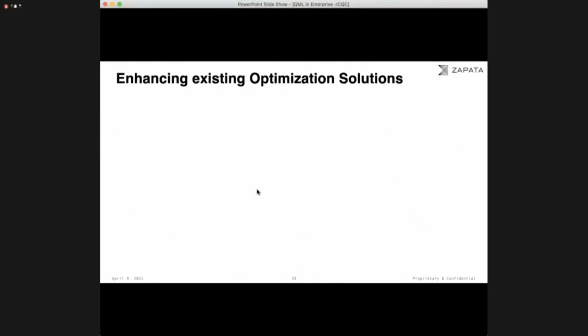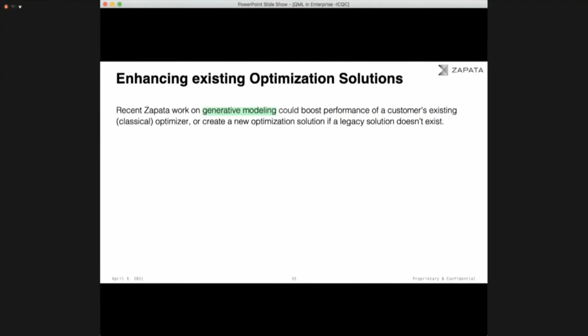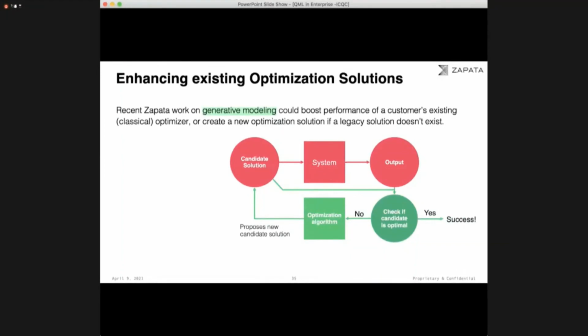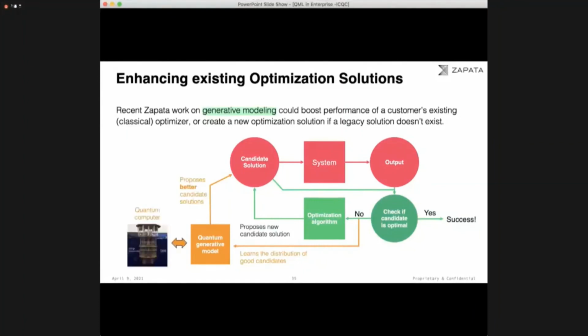Because now we can actually use this in many areas. Here are stocks. You could imagine insurance risk or other optimization, combinatorial optimization types of things where we might be able to use this. So we could boost performance of a customer's existing classical optimizer. If you have an optimizer or a solver that you're using, we can now learn the distribution of the output of that and fit right into your legacy solution. So you give us a candidate solution and an output. We check if the candidate is optimal. We then use this quantum generative model to learn the distribution of the good candidates that we want, and propose better candidates for the solution, and then feed back into a kind of closed loop optimization.